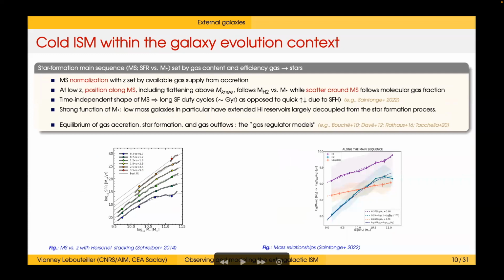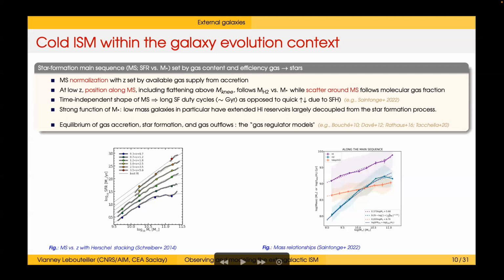Now, if we talk about the cold ISM within the galaxy evolution context, this slide is just to show the importance of gas in setting the star formation main sequence, which is here, star formation rate versus stellar mass for different redshift bins, low redshift here, high redshift there. At low redshift, what you see is a band here, which is well understood by the profile of the molecular mass versus the stellar mass here. So the star formation sequence follows the mass of molecular hydrogen, while the scatter, which is not shown here because these are stacked data, follows the molecular gas fraction.